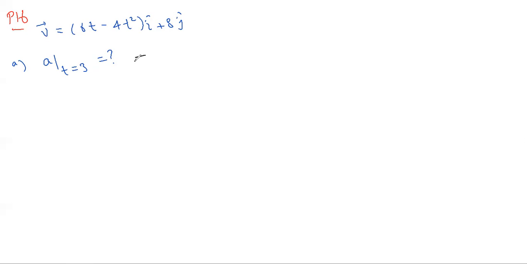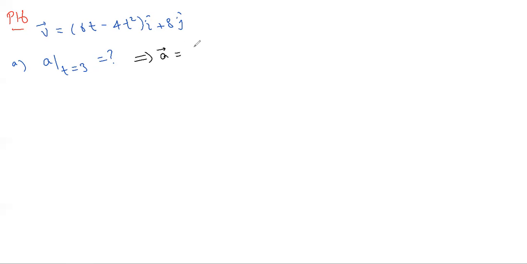Okay, next we have problem number 16. It's a very trivial problem. We are given a velocity vector, 6t minus 4t square i hat plus 8 j hat, and we have to calculate the acceleration at t equal to 3 seconds. This can be easily computed.